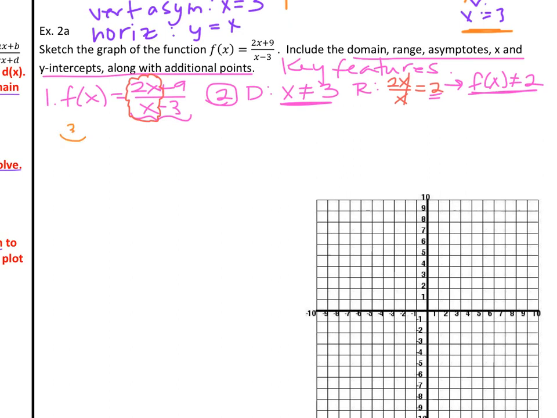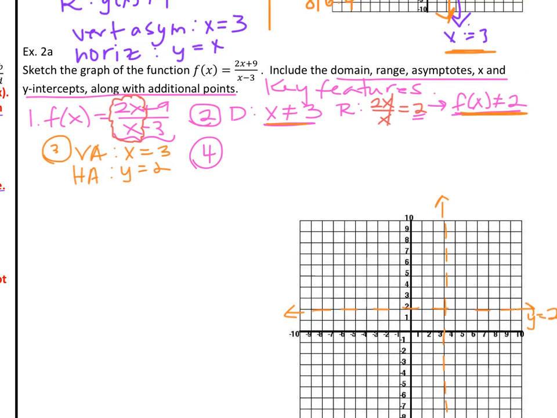So step 3. Our vertical asymptote, I'll just write it as VA, comes from our domain. So that would be x equals 3. And our horizontal asymptote comes from our range, and that will be y equals 2. Let's go ahead and sketch in our vertical and horizontal asymptotes.